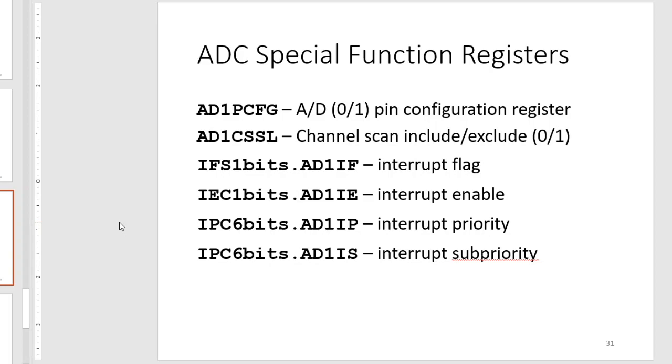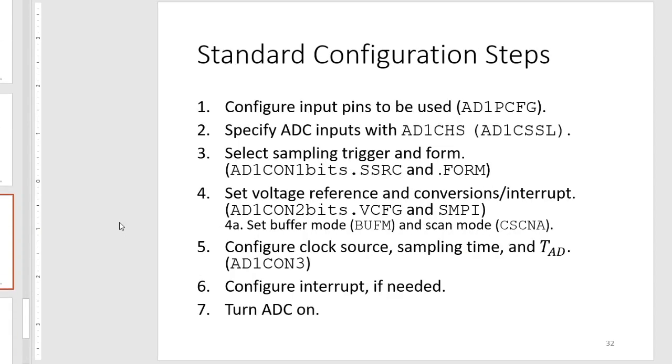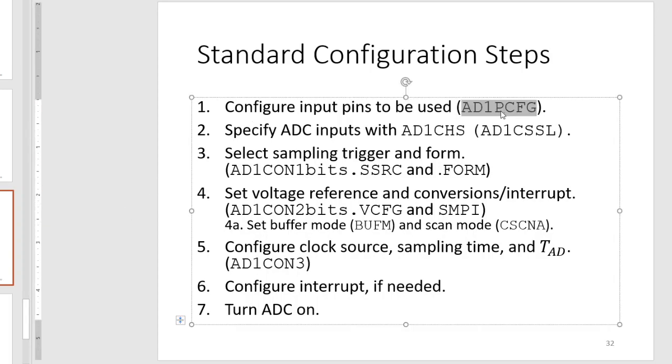Now, those are a lot of registers. In order to have a simple example, we have the 7 steps for configuration in auto sampling mode. First, you would want to configure your input pins using the PCFG register. Next, you specify which inputs you are using with AD1CHS. Or if you are also in channel scan mode, you also configure AD1CSSL.